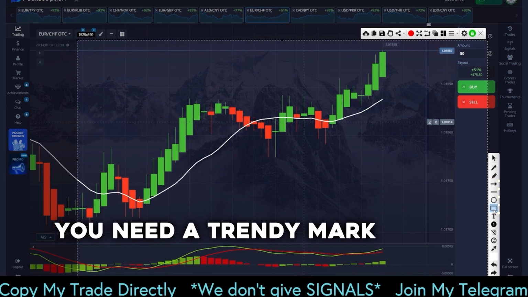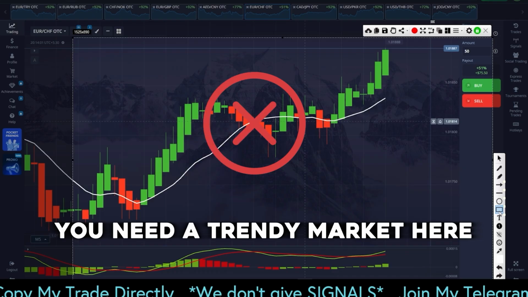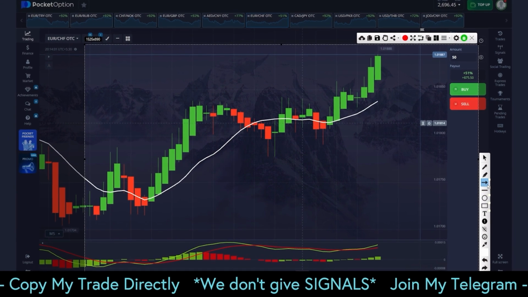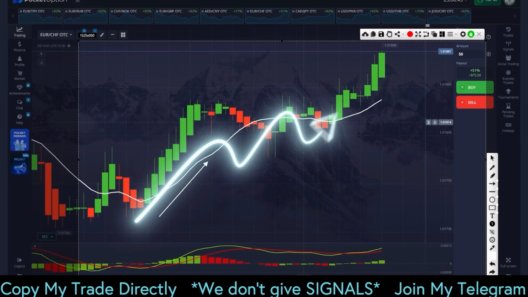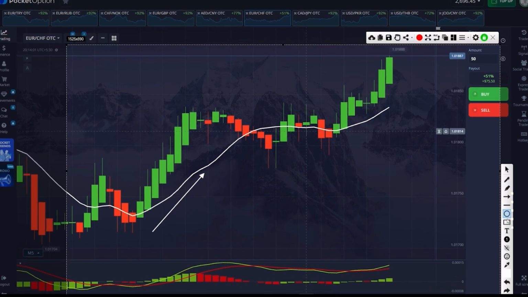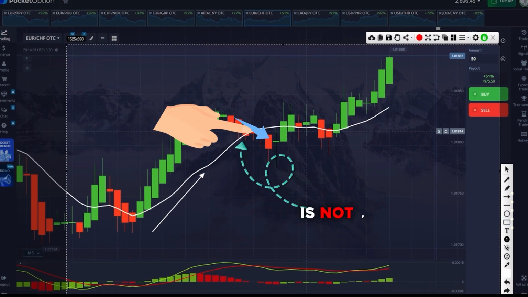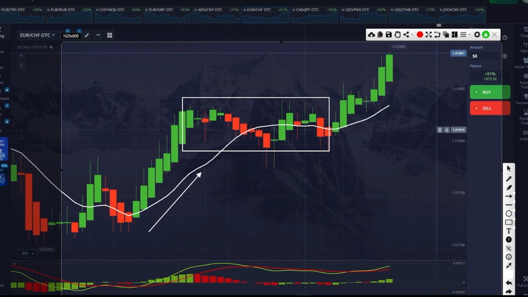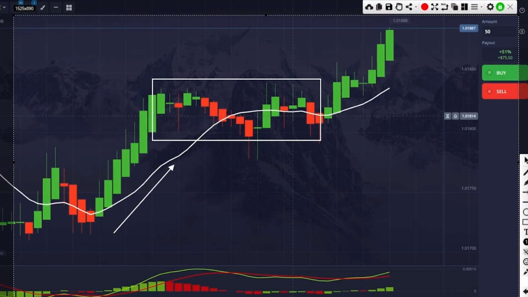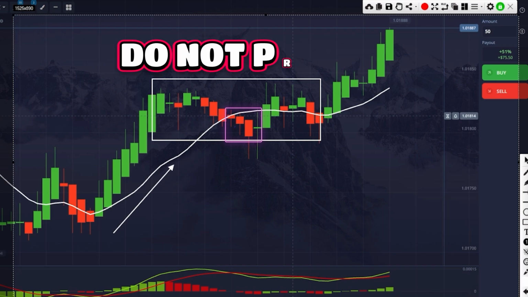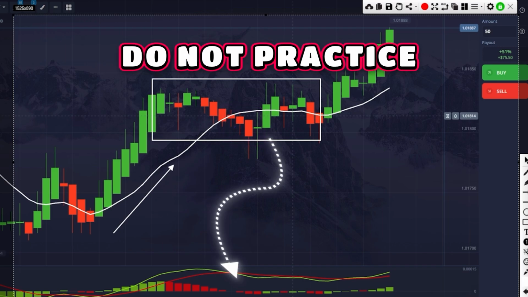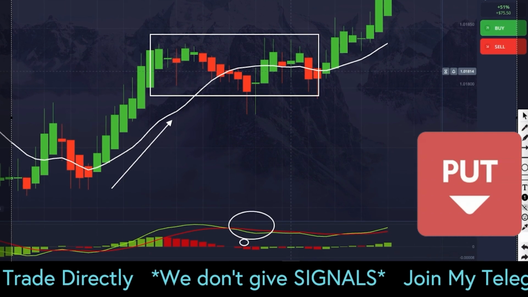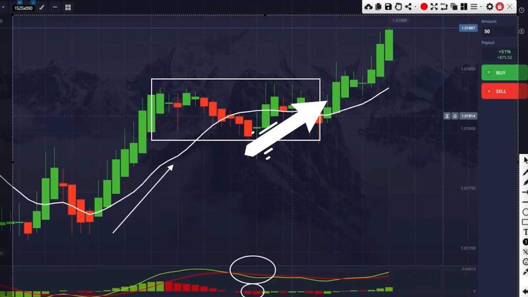Look, you need a trendy market here, which is not there at all here. You can see that there is a big trend here in the up direction, but the new trend that was to be formed here, down, is not formed. Market is moving in stuck area. Until very good candles are formed here below the line of the moving average, do not practice. And you can see here, all the confirmations were for down only, but still the market went up here.